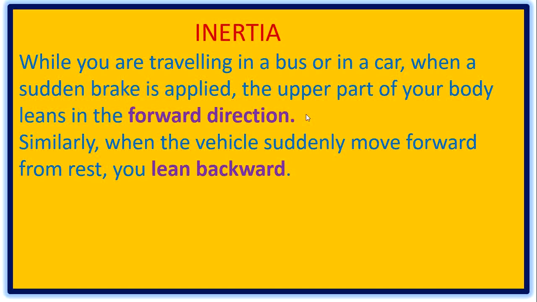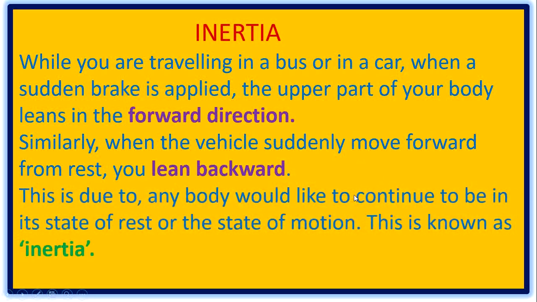Similarly, if the vehicle moves forward from rest position, you lean backward. So why does this take place? Why does the upper part of our body lean forward and lean backward? This is because any body would like to continue to be in its state of rest or the state of motion. An object may continue in the rest position or in the state of motion. This is known as inertia.